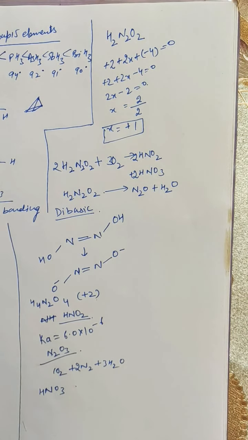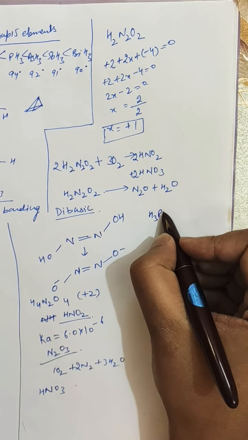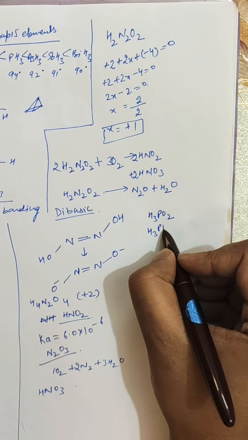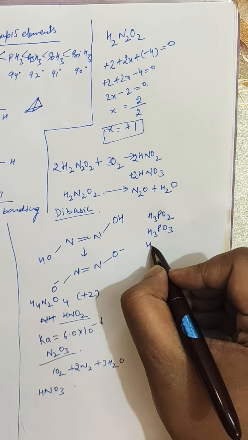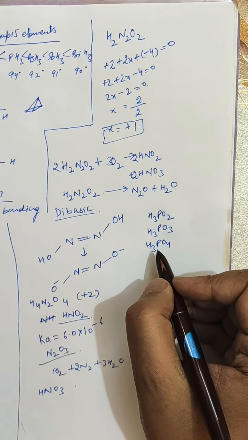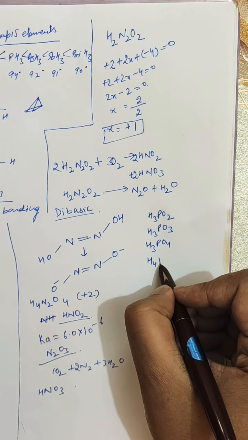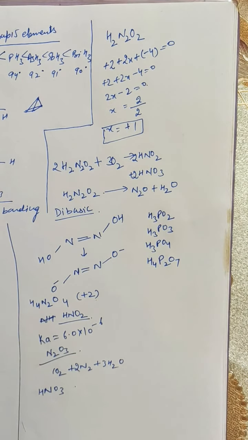Okay, so similarly there are the oxoacids of phosphorus, like hypophosphorus acid. The formula of hypophosphorus acid is H3PO2. Phosphorus acid is H3PO3. Similarly, orthophosphoric acid is H3PO4. Similarly, diphosphoric acid is H4P2O7. Similarly, there are other oxoacids of phosphorus like metaphosphoric acid and peroxophosphoric acids.